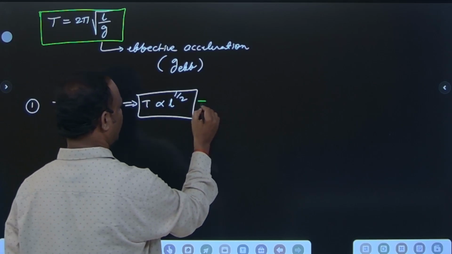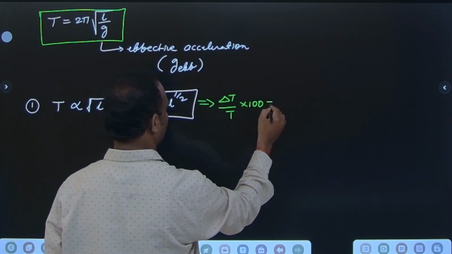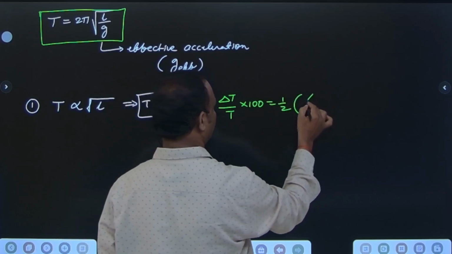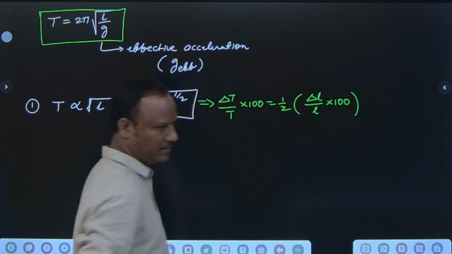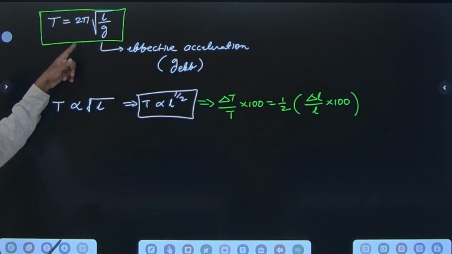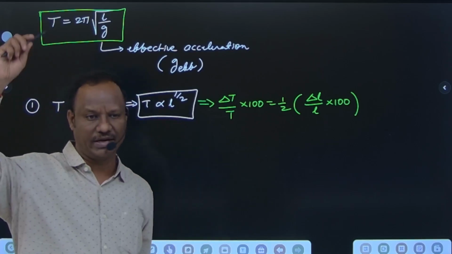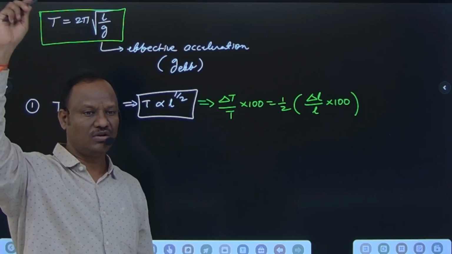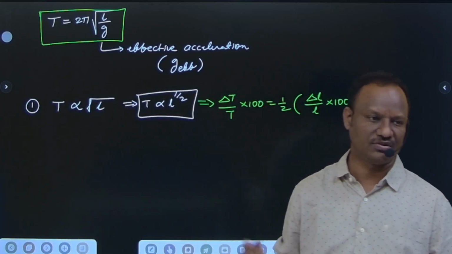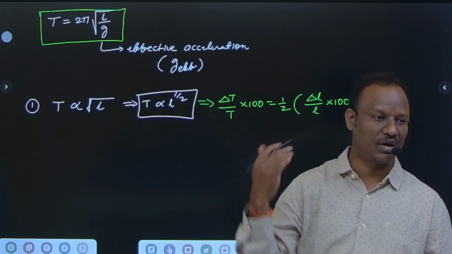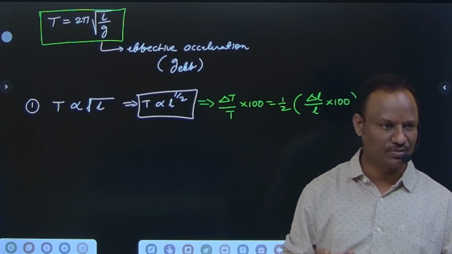If you want to write the fractional error, delta T by T into 100 is equal to half into delta L by L into 100. Now in terms of G, acceleration due to gravity: when you move to a certain height, like mountains, the value of G decreases. What is the expression for G at small heights? G_h is equal to G times (1 minus 2h by R).